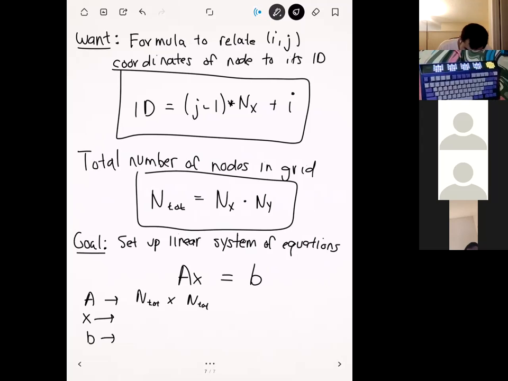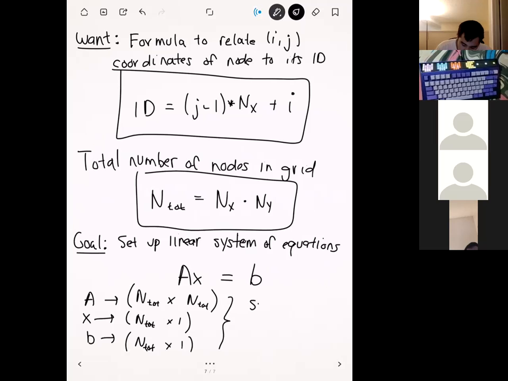Okay. And so that tells us basically we're going to have n tot equations and n tot unknowns. X is going to be a vector, so it's going to be n tot by 1. And then B is also a vector, so it would be n tot by 1. So these are the sizes of our matrices and vectors.